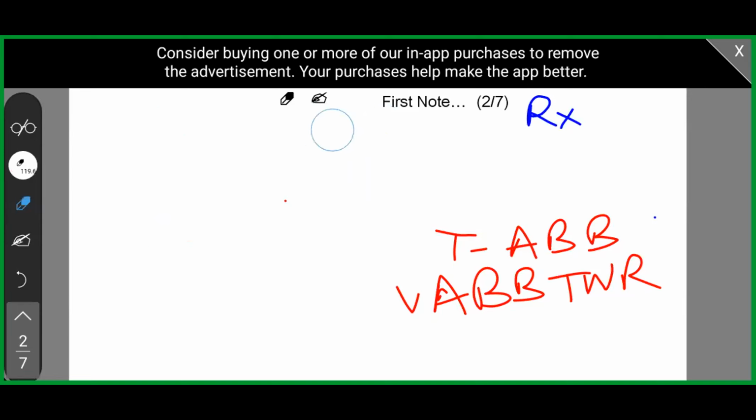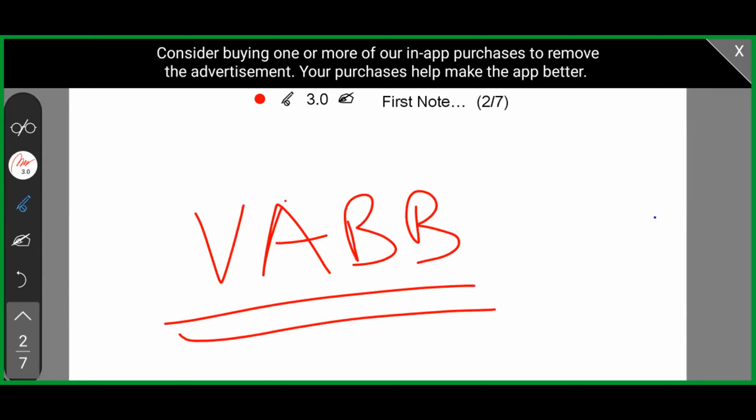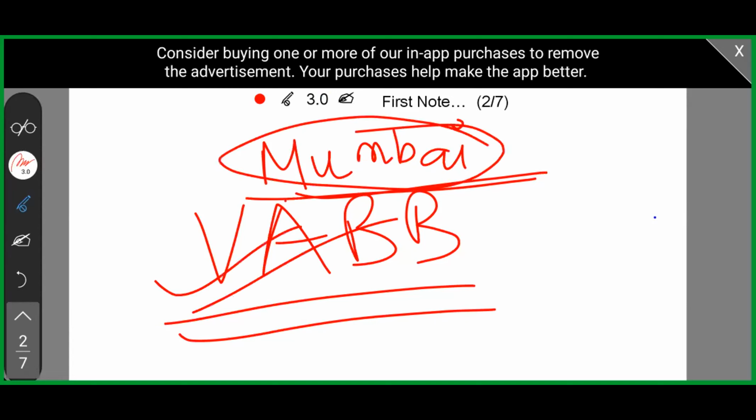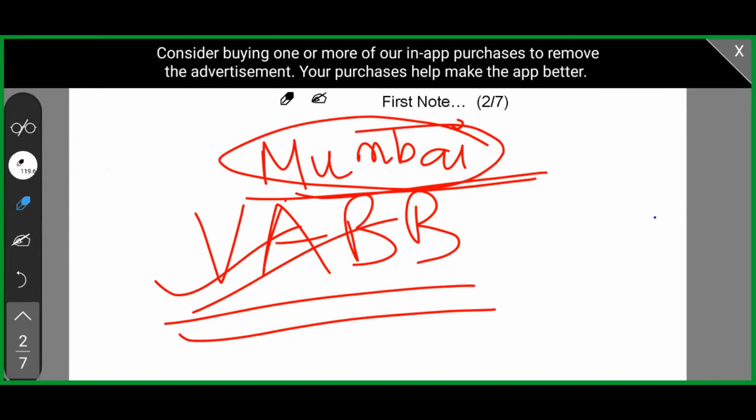See, there is an abbreviation for all those things, right? VABB is nothing but the airport code for Mumbai. So make your note shorter. You can write VABB instead of Mumbai. This is acceptable every time. Understood? You can write VABB. No need to write Mumbai every time in your call. This will consume more time, right?